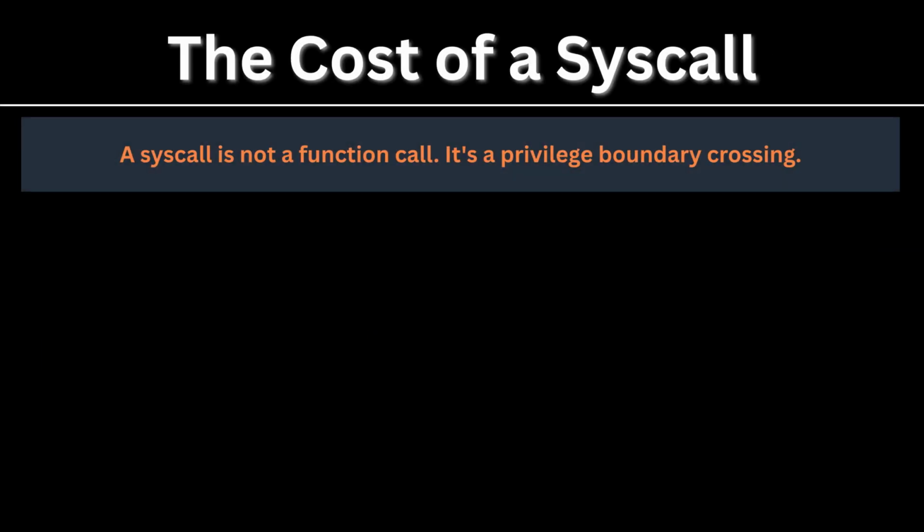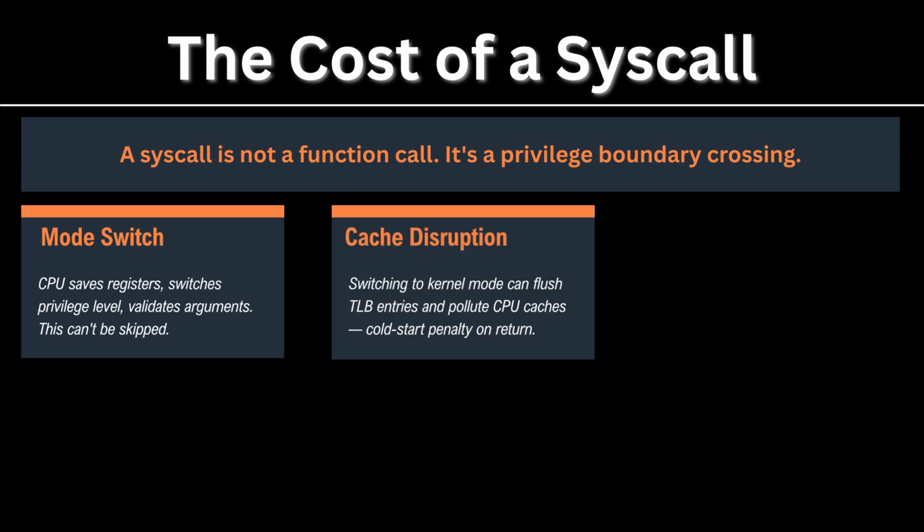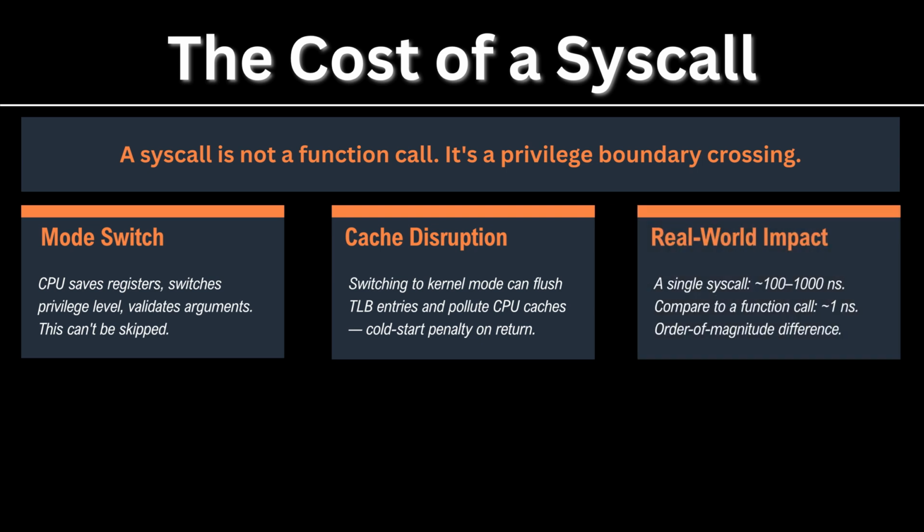System calls are not free. Every system call requires a mode switch. The CPU has to save register state, validate arguments, and change privilege level. That's unavoidable overhead. And switching into kernel mode can also flush TLB entries and pollute the CPU cache. So there is a cold start penalty when you return to user space. How much does this cost? A single system call is roughly 100 to 1000 nanoseconds, while a regular function call is around 1 nanosecond. That's an order of magnitude difference.